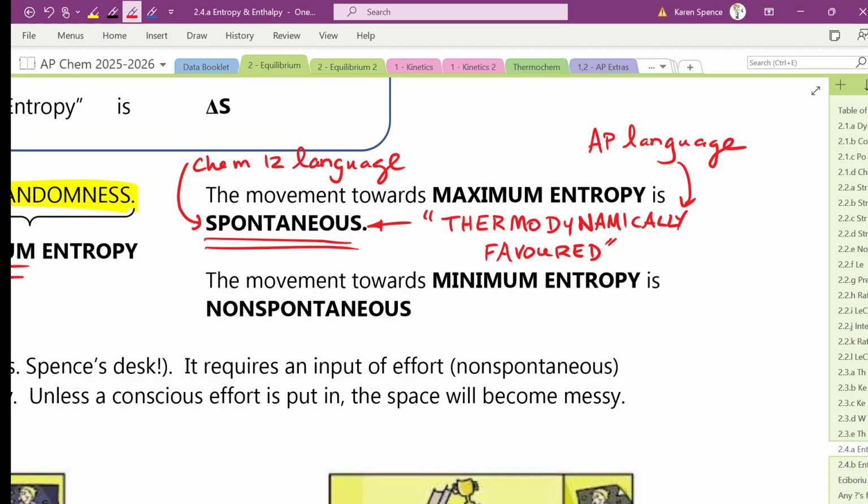Now, if you're moving towards minimum entropy, is that spontaneous or non-spontaneous? That is non-spontaneous. How could you say that? It is thermodynamically not favored, or unfavored, okay?